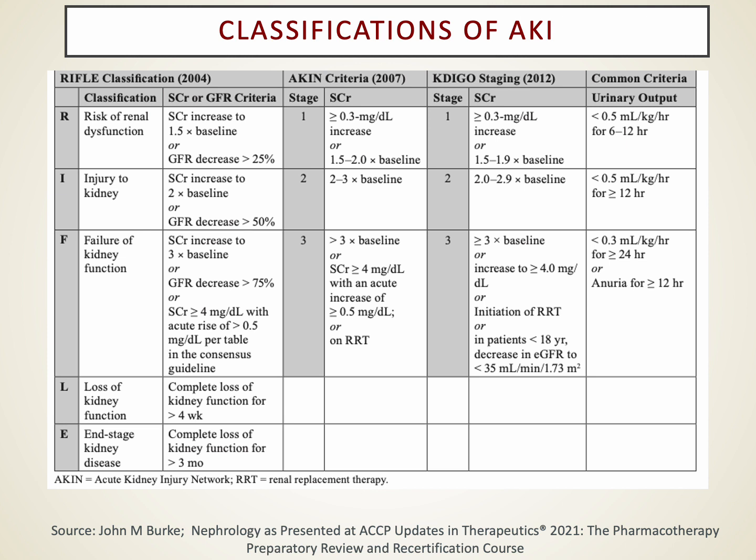Here's a table that also lists some of the classifications of acute kidney injury that sort of mimic some of the things we just spoke about. The factors we look at are evaluating whether the patient is at risk for dysfunction, what their injury to the kidney is, the failure and how much of that failure is the loss of their kidney function, and whether or not they're ultimately in end-stage renal disease. So these sort of mimic what we talked about, the milder at the top, and as we go down, more severe, more pronounced.